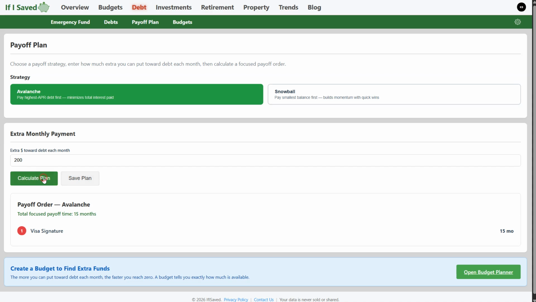So in that case, we calculate a plan. It tells you how long it's going to take to pay it off if you're paying it off at this rate, right? You increase that rate, we calculate the plan, it decreases the amount of time it takes, right?